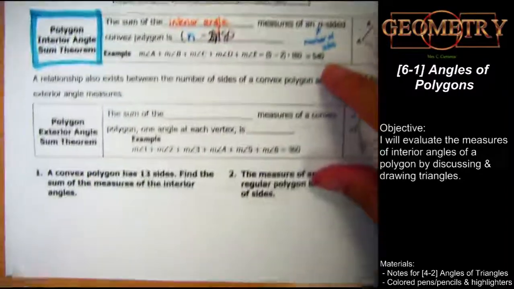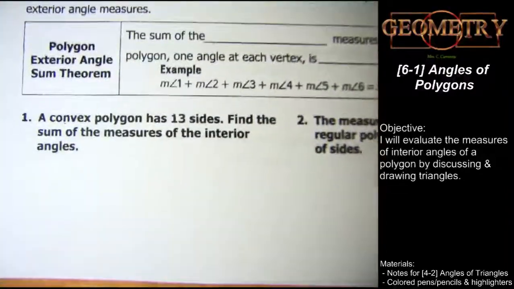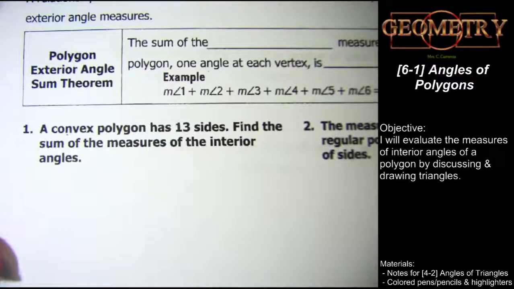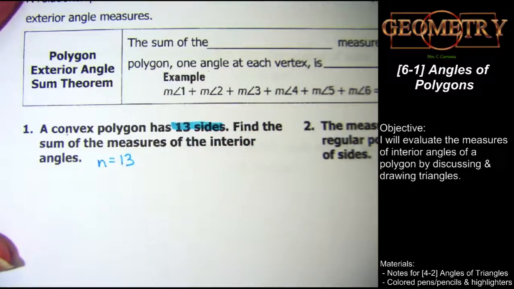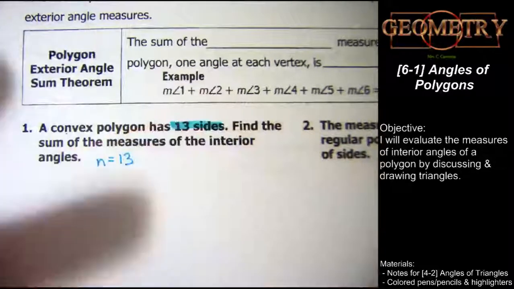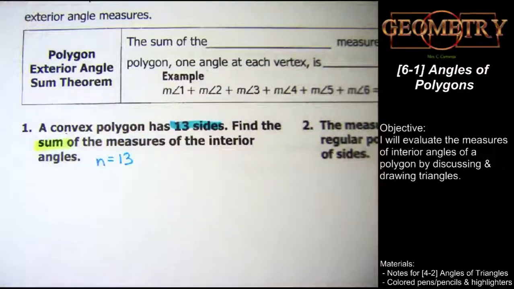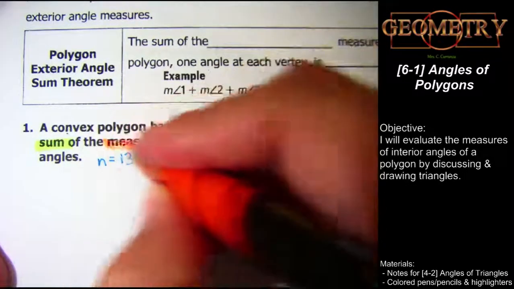Alrighty, come down with me. Scroll down to the bottom of the page. Number 1. A convex polygon has 13 sides. So n equals 13. Beautiful. We are trying to find the sum of the measures of the interior angles. So we want the sum of the measures of the interior angles. We have a formula for that.